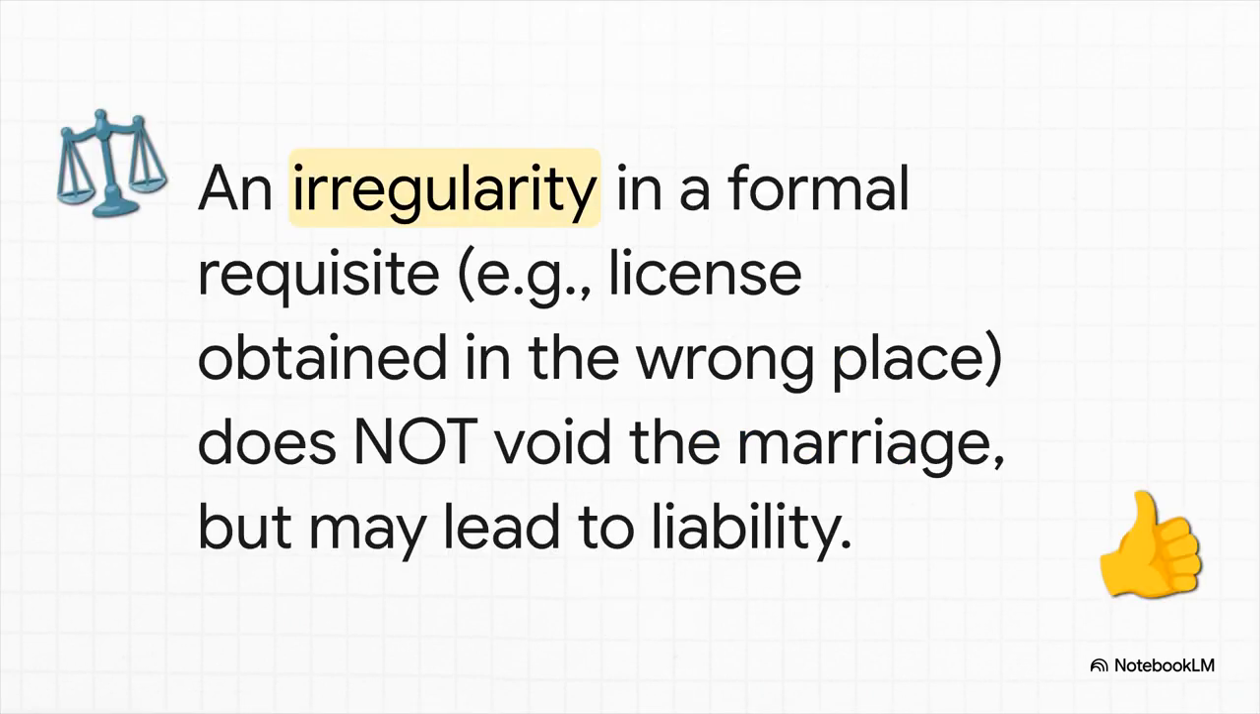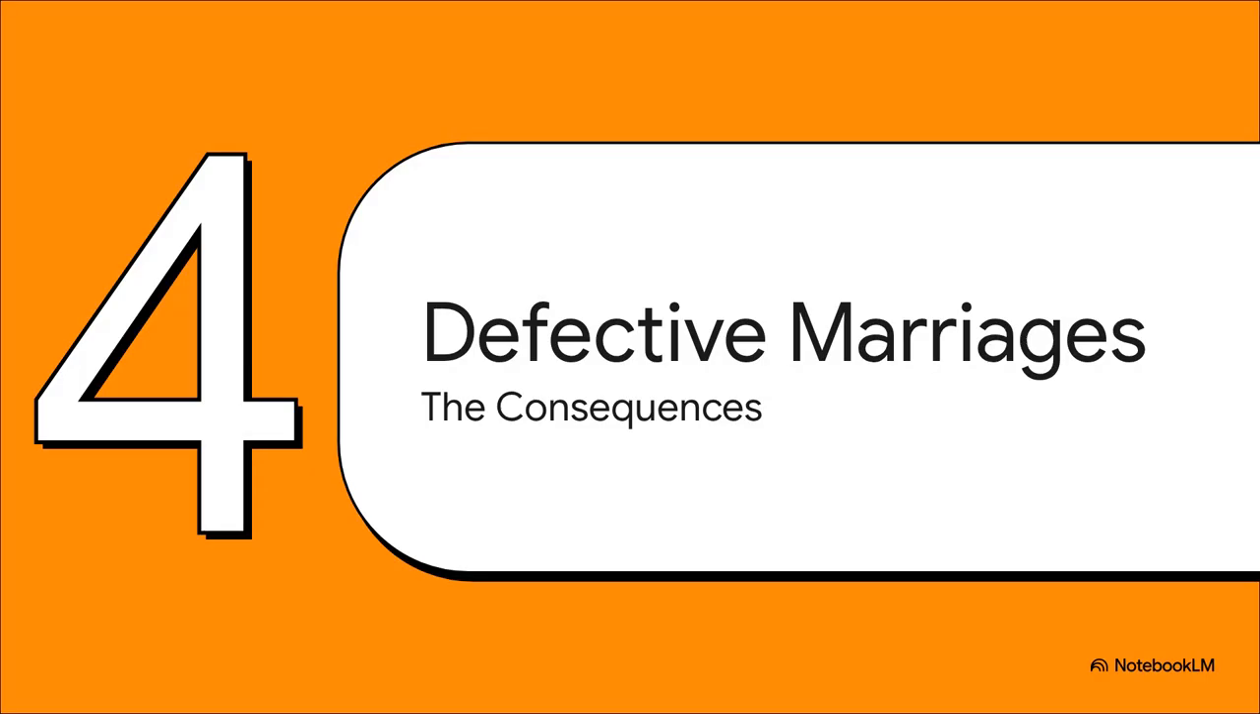And here is the million-dollar answer. The complete absence of something like a license makes a marriage void. But a mere irregularity, say getting the license in a town where neither of you lives, does not kill the marriage. The law actually protects the validity of the marriage in those cases. But the person who messed up could be held liable for it. That distinction is key.